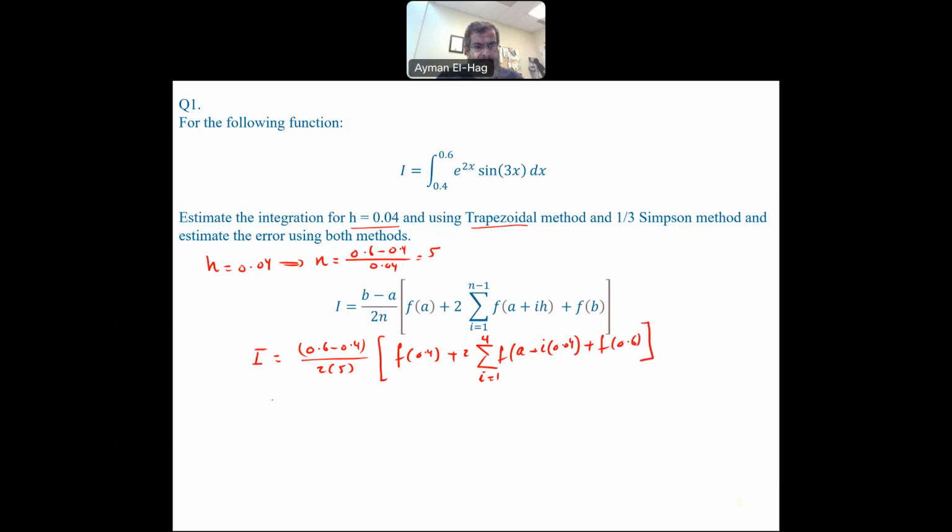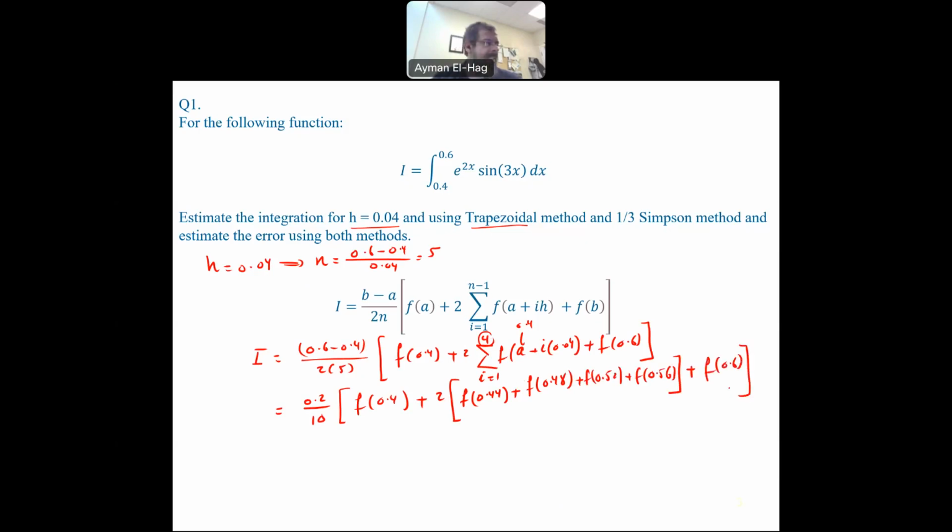So this is equal to 0.2 divided by 10, times f of 0.4 plus 2 times. Now, a is nothing but 0.4. And i goes 1, 2, 3, 4, so we have 4 terms. So f of 0.4 plus 0.04, which is 0.44. And then we'll add 0.04 each time: f of 0.48 plus f of 0.52 plus f of 0.56. And then we will have f of 0.6.